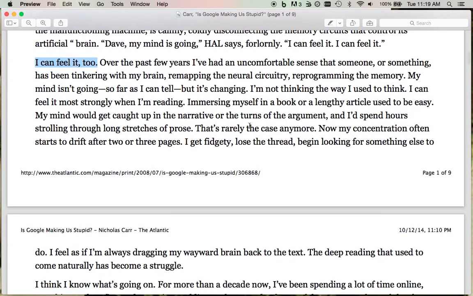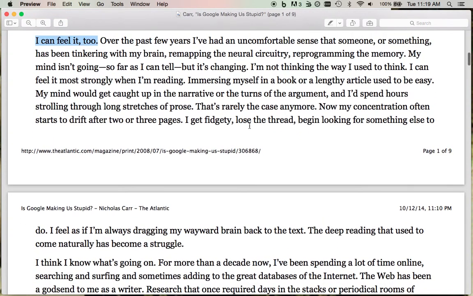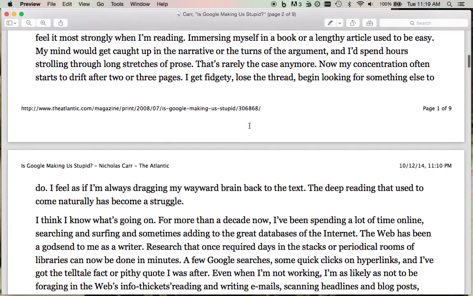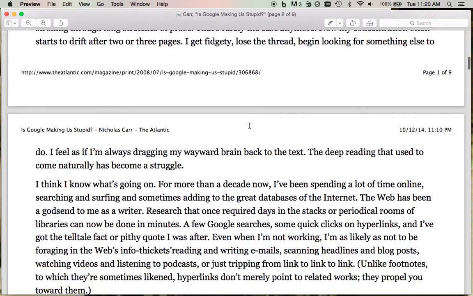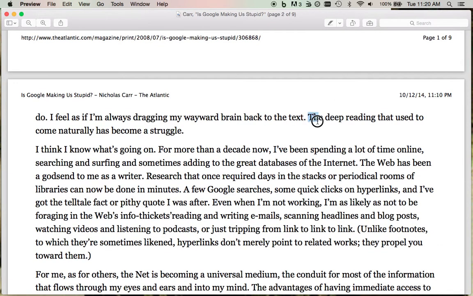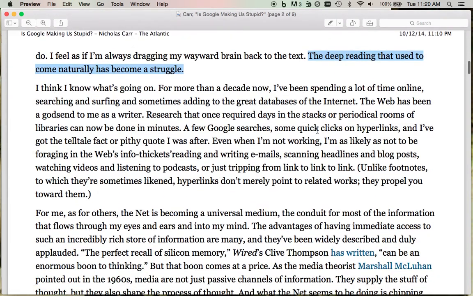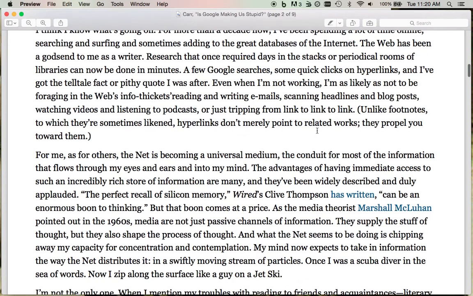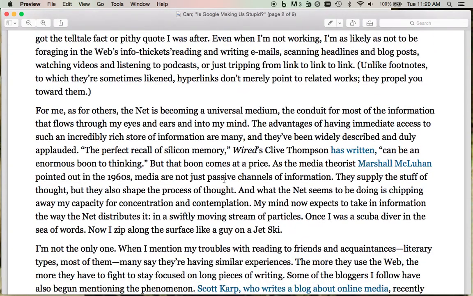He then goes on in the paragraphs that follow to talk about his own experience with technology and how it's changing his reading habits. In particular, in his first or second paragraph, he's talking about how he's lost his general attention span, how he can't focus long enough to sit down with a complex text. He bounces all over the place. As he says again, in the sentence that ends this paragraph, the deep reading that used to come naturally has become a struggle.